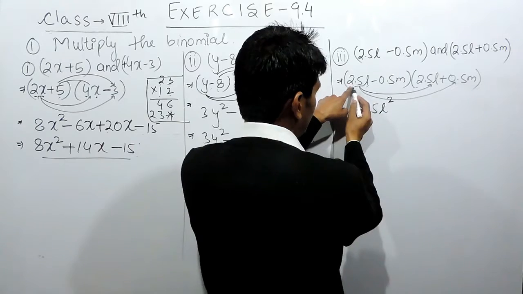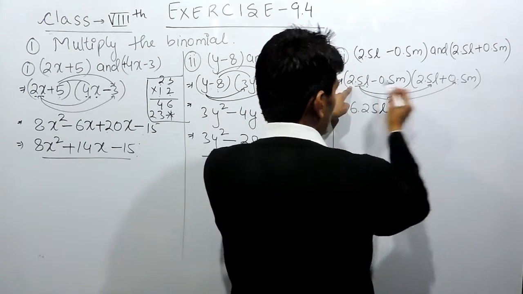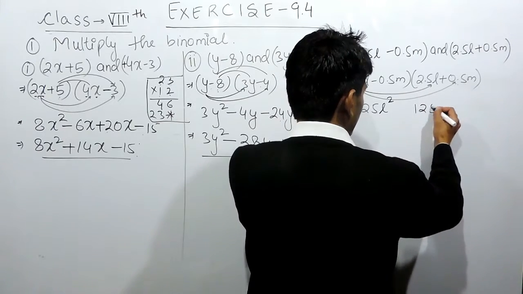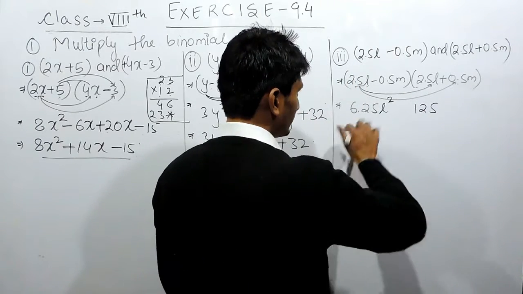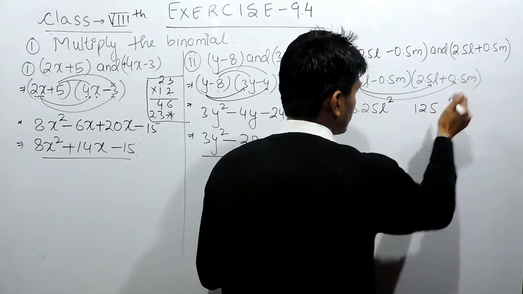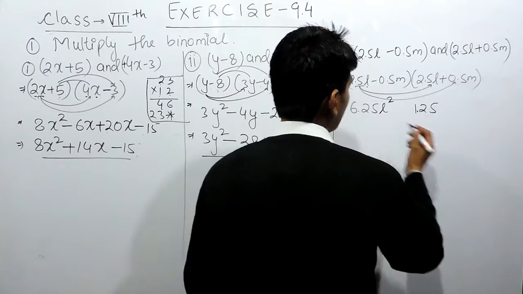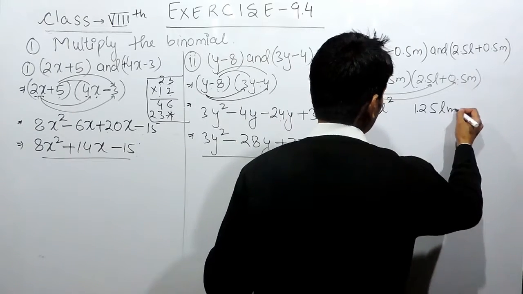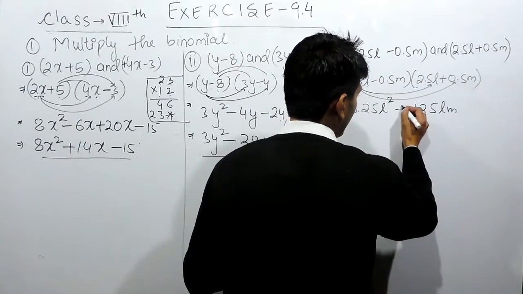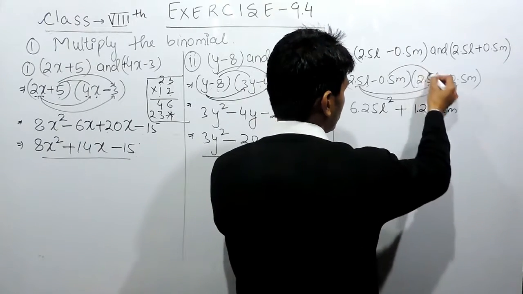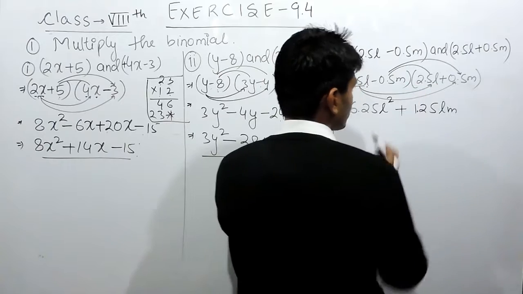Now I have to multiply this with 0.5. So 25 into 5 is 125. And after that, again I have to put 2 decimals. So I'll put 2 decimals after counting from the right. And L multiplied by M will be LM. And these two multiplied will give positive. Now I have to multiply this second term with both the terms.